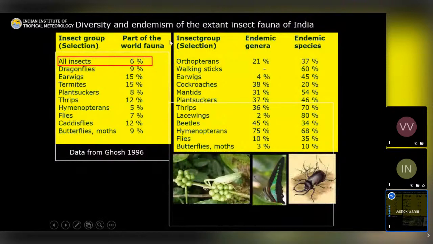One aspect, if you look at the present day insect fauna, this is the data from Ghosh 1996. It's dated, but according to Ghosh, the insect fauna of India shows a high percentage of endemism. So only 6% are part of the world fauna. But I think this study needs to be revised.